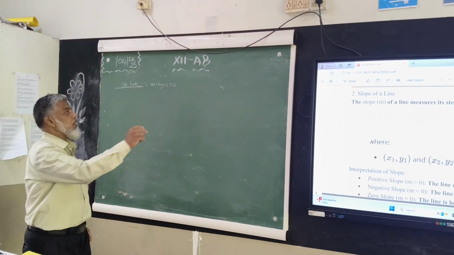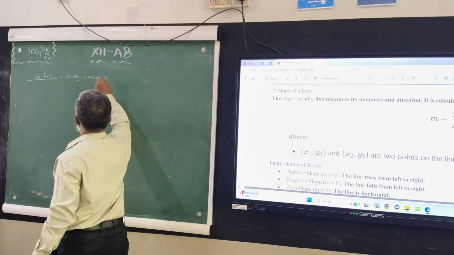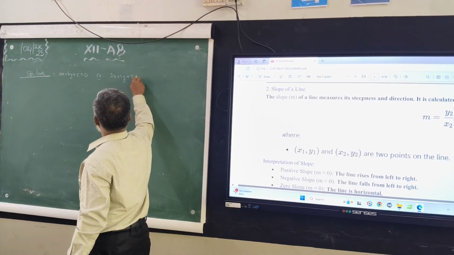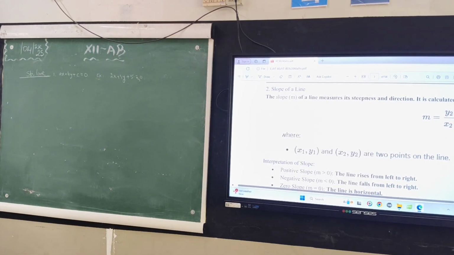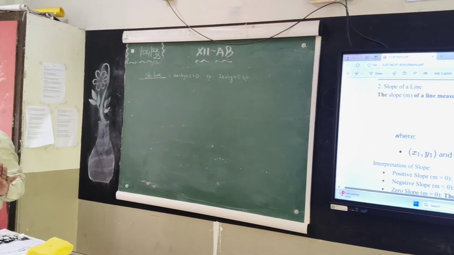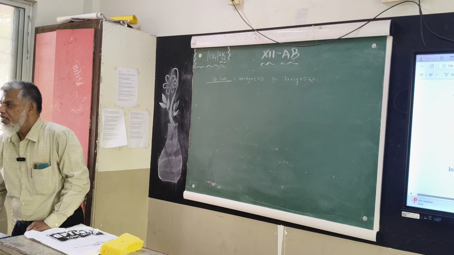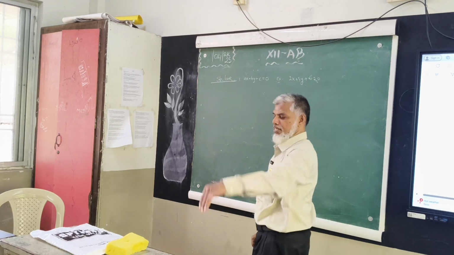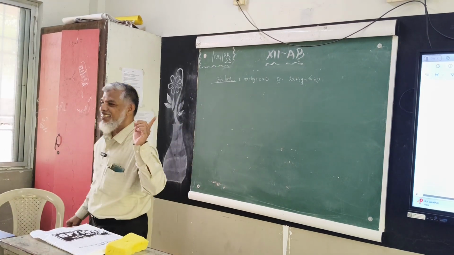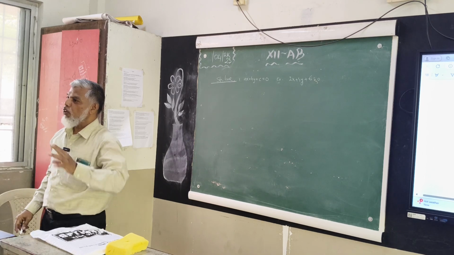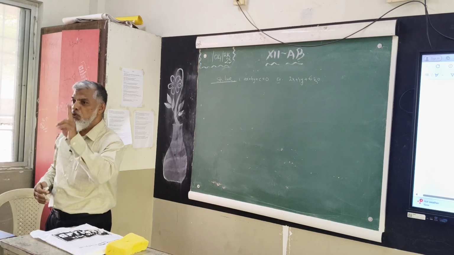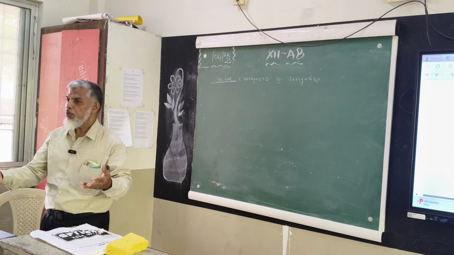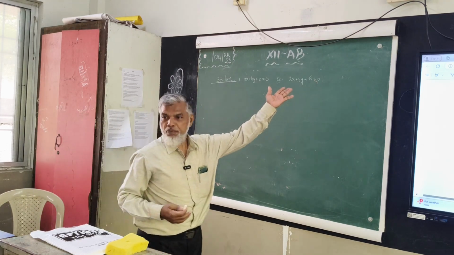Example. Tell me something. 2x plus 3y plus 5 equal to 0. Right? It is a straight line. Can you draw the straight line? Make it 6, for simplicity. Can you draw the straight line? For drawing a straight line, how many points do we require? Two points we require. Can you identify two points? You have to identify two points. Tell me how to draw this line.